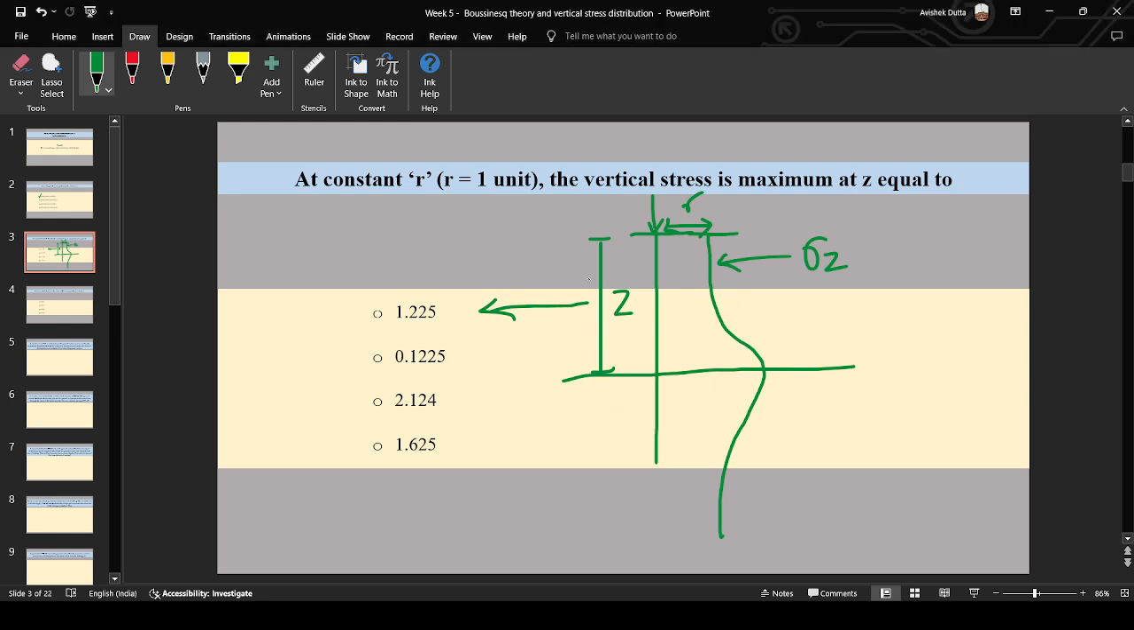So at this depth, that is 1.225, the vertical stress is maximum when r equals 1. So at this point r actually equals 1, then only will we get the maximum stress at z equal to this. So this is sigma z, and this is sigma z max. The value of the depth at which maximum vertical stress is obtained at r equals 1 is 1.225. I hope it was clear. I'll go to the next question.